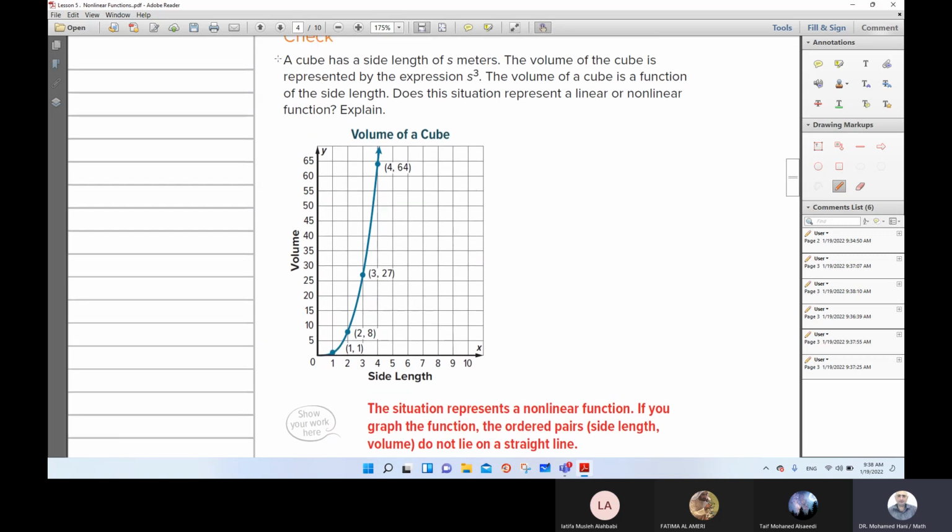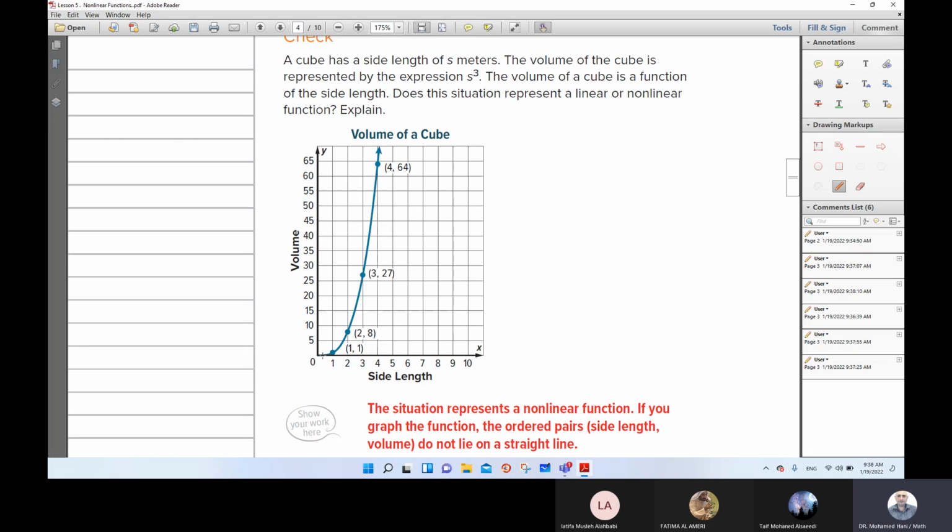A cube has a side length of s meters. The volume of the cube is represented by the expression s cubed. The volume of a cube is a function of the side length. Does this situation represent a linear or non-linear function? Explain.